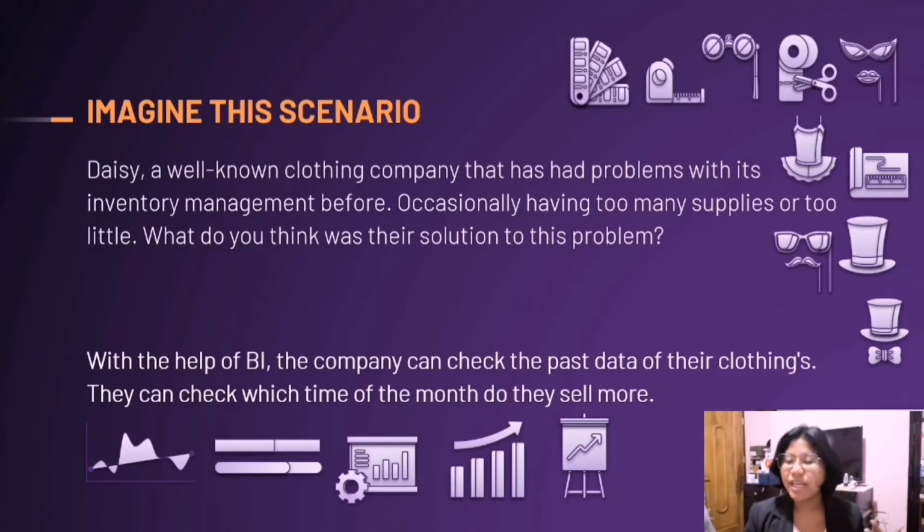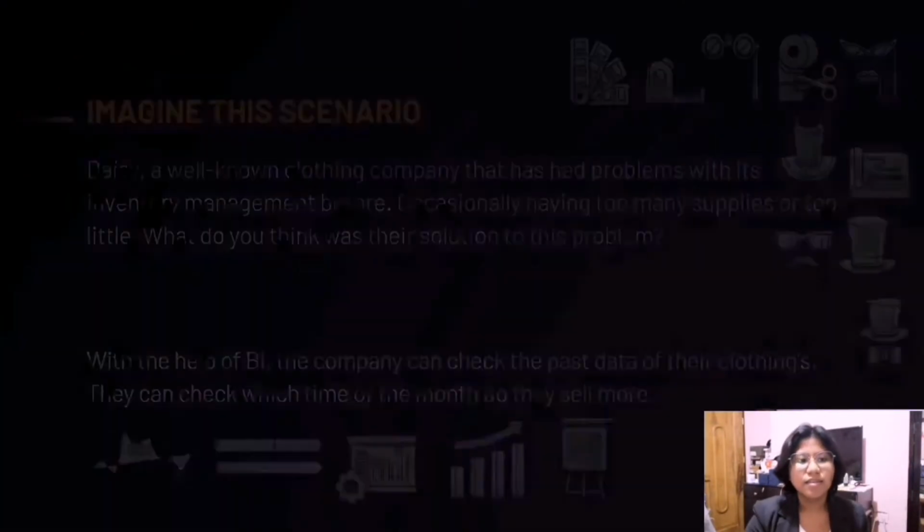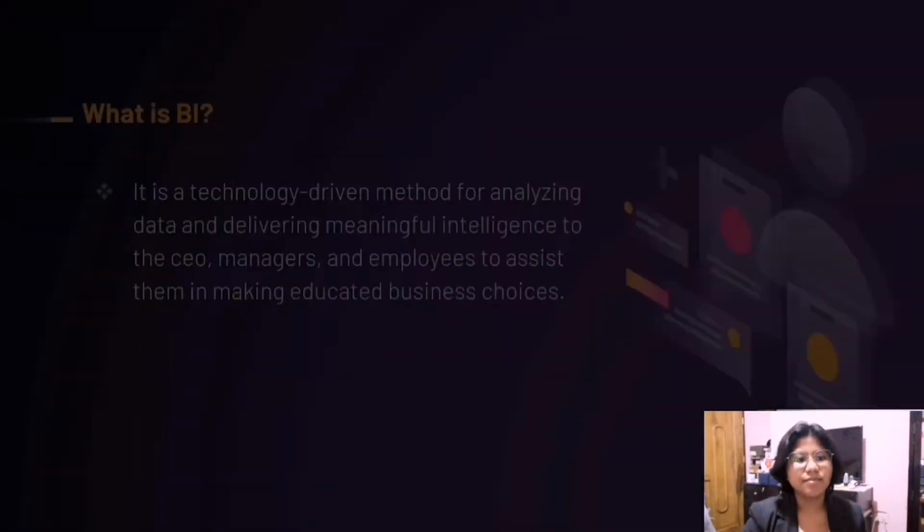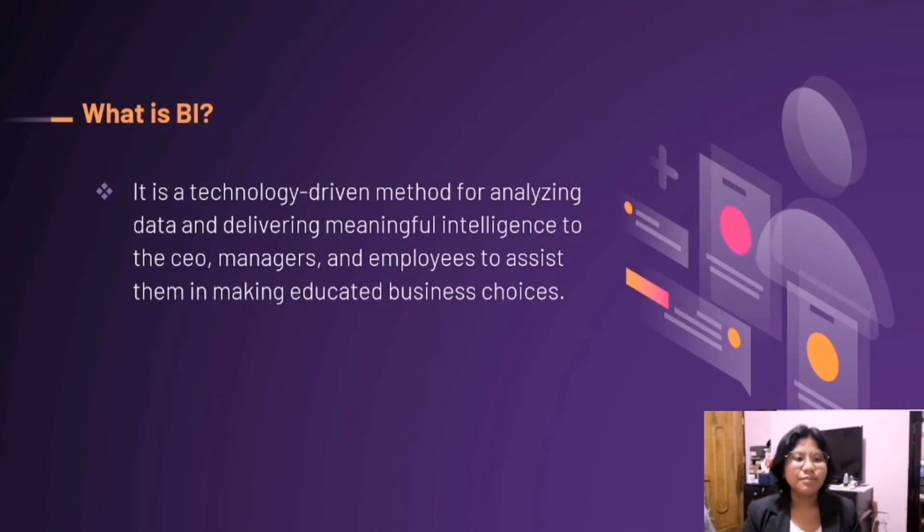We already have a connection from the example that BI has a connection between data and companies. Let us further enhance our knowledge about this. This is just the start. So what is BI or business intelligence? It is a technology-driven method for analyzing data and delivering meaningful intelligence to the CEO, managers, and employees to assist them in making educated business choices.